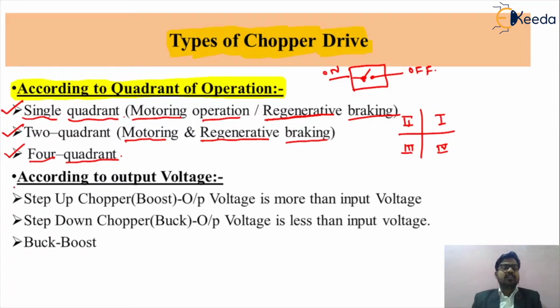Then the second classification of chopper is according to the output voltage. The first is called the step up chopper. In a step up chopper, the output voltage is more than the input voltage. Such a chopper is called a boost chopper. Then the second type is called the step down chopper. In a step down chopper, the output voltage is less than the input voltage. That's why it is called a buck type of chopper. This will be another classification of chopper drive. And then the last classification is called the buck and boost control chopper.